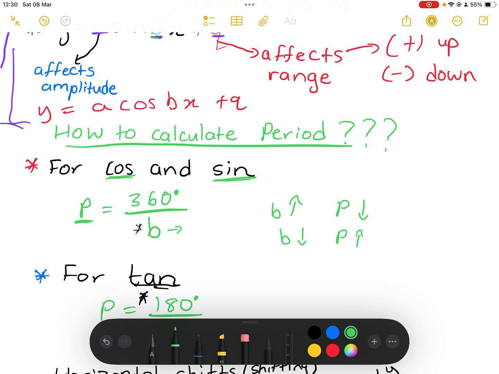So I hope you notice, if you increase b, your period is doing what? It's decreasing, it's going down. But if you decrease b, remember when I said b was half, and then 360 divided by half? Go to your calculator and punch it out. You're going to see it's 720. That means the period is increasing. Remember, 360 divided by 2 is different from 360 divided by half. 360 divided by 2 is 180. 360 divided by half is 720. Go to your calculator and confirm.